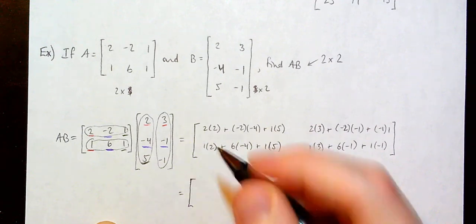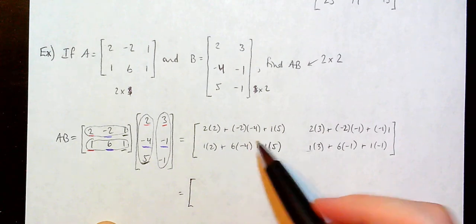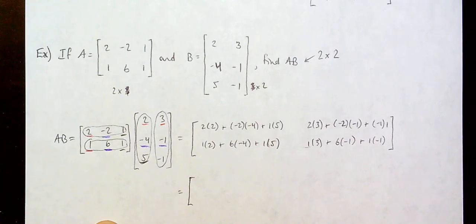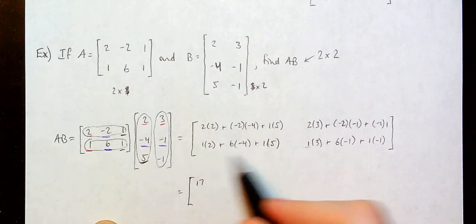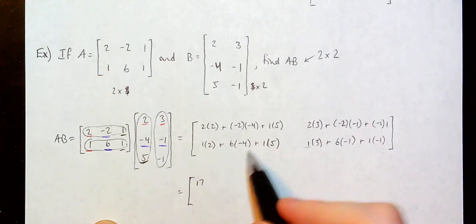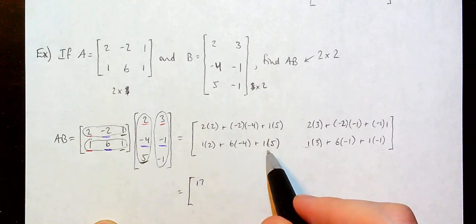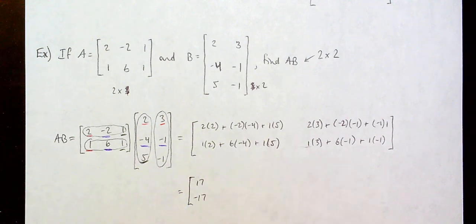Let's do some mental math now. 2 times 2 is 4. Negative 2 times negative 4 is 8. 1 times 5 is 5. 4 plus 8 plus 5 is 17. This is going to be 2. This is going to be negative 24. And this is going to be 5. So 2 plus 5 is 7. 7 minus 24 is negative 17.